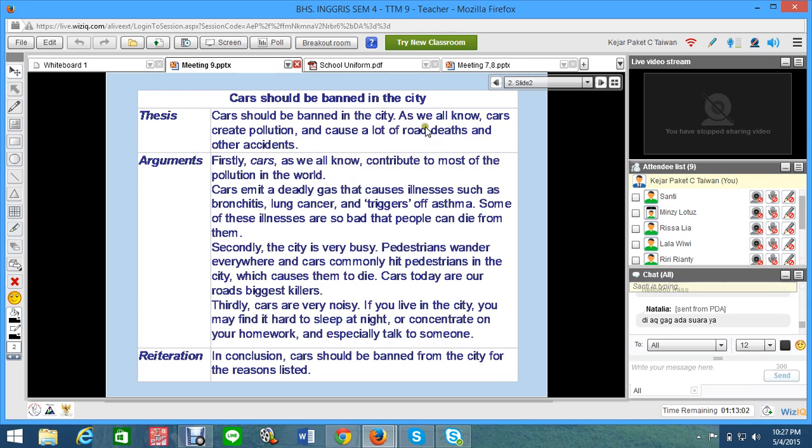And the second main argument is that cars cause a lot of deaths and other accidents. Now it is restated again. Secondly, the city is very busy. Pedestrians wander everywhere and cars commonly hit pedestrians in the city, which causes them to die. Cars today are the road's biggest killers.